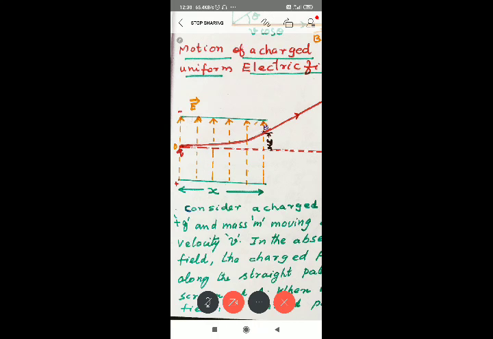We know when a charged particle is moving, it experiences a force F equal to QE. What is the direction of force? Q is a positive charge. Is the force in the direction of the field or the opposite direction of the field? That's the question I will ask.